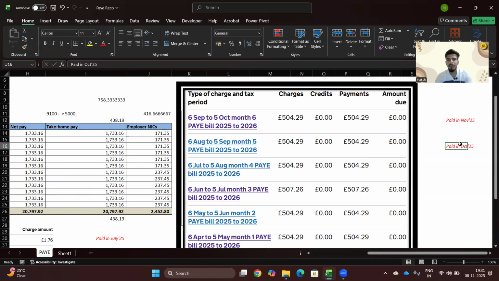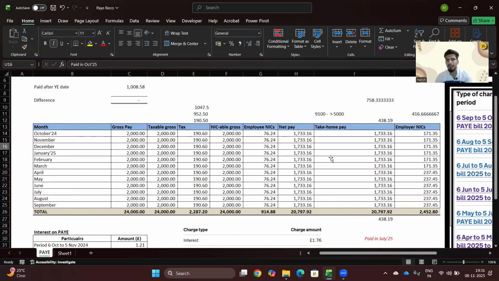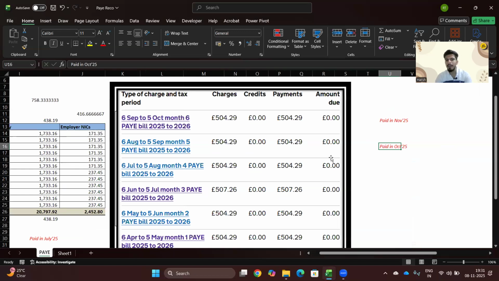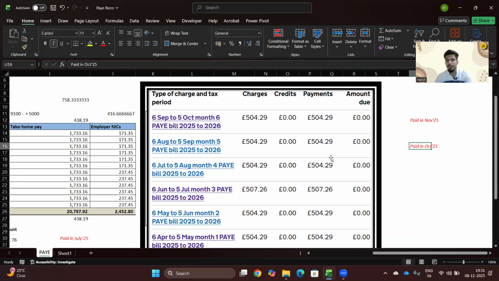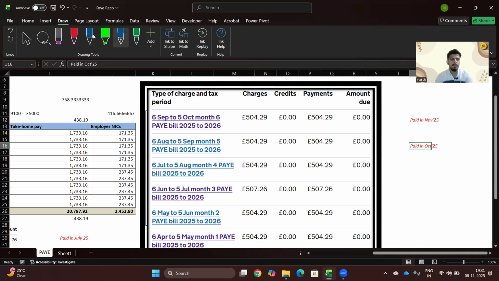Okay, you would see this liability. But since you have paid this in October 2025, which is after your year end, you need to check whether the liability matches the total at your year end. So this 504.29 was paid after the year end. This was paid in October 2025 and this one was paid in November 2025. So, is my account reconciling? 504.29 into 2, these are the two liabilities that we still had to pay after our year end.